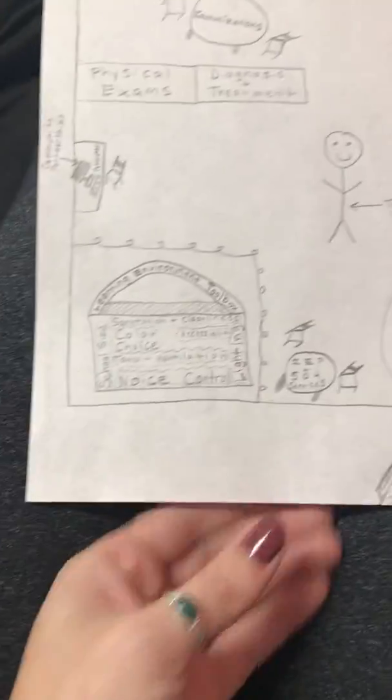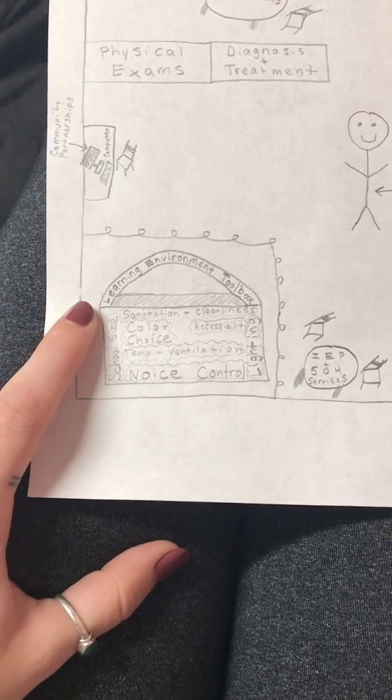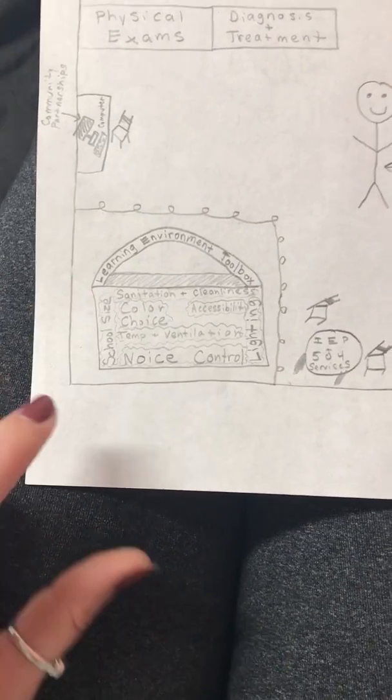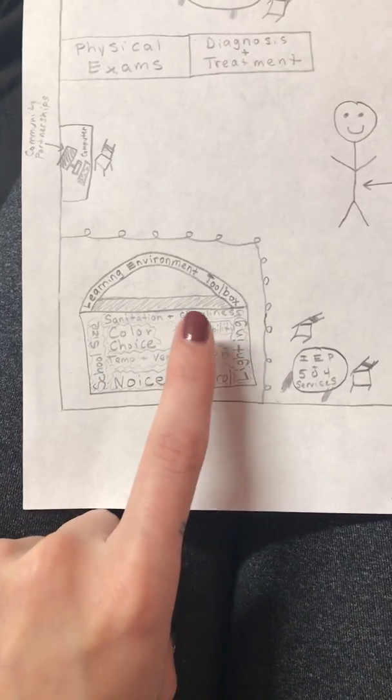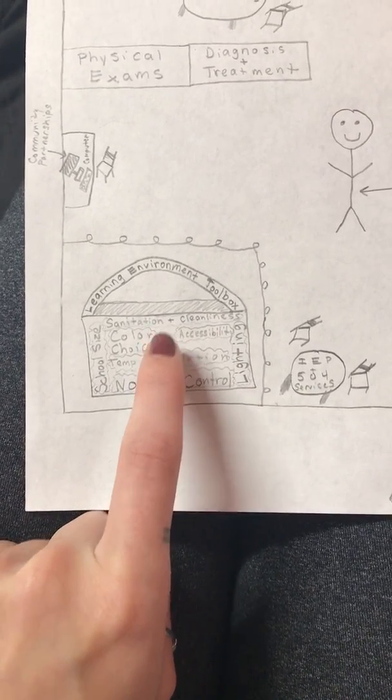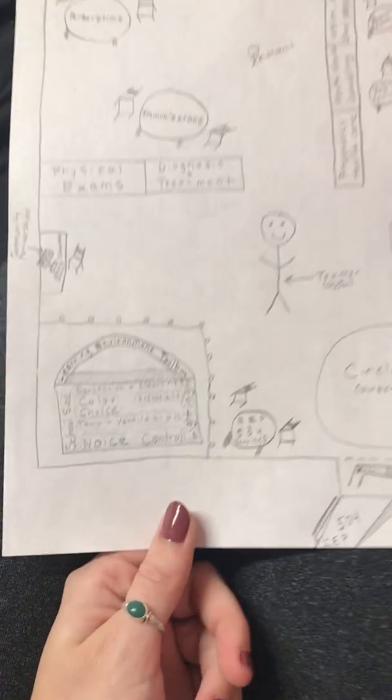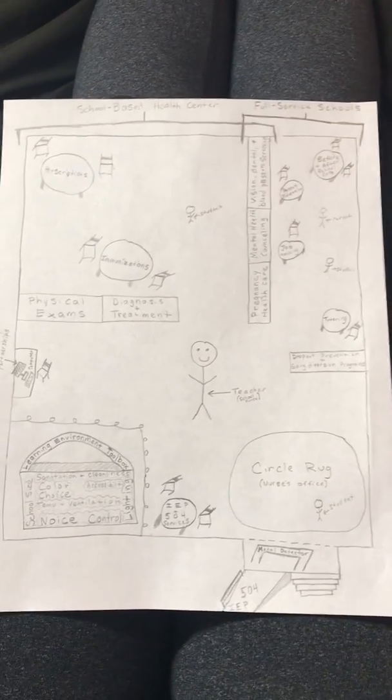And then my last little area is an optimal learning environment toolbox, which has school size, noise control, temperature and ventilation, lighting, accessibility, sanitation and cleanliness, and color choice. Alright, that's my graphic.